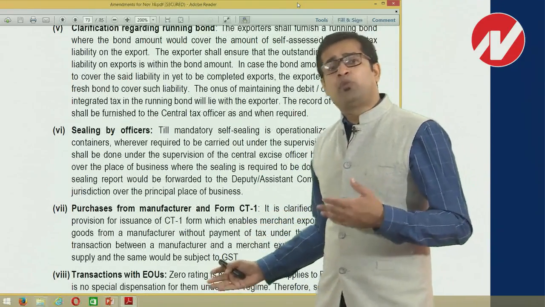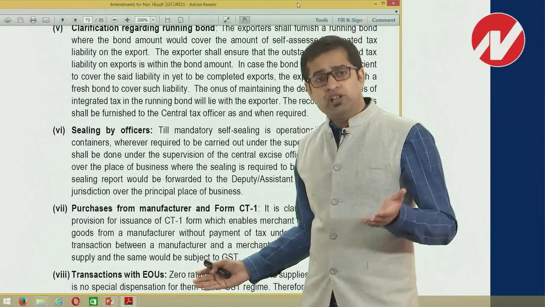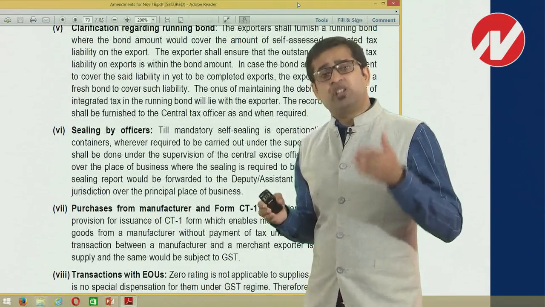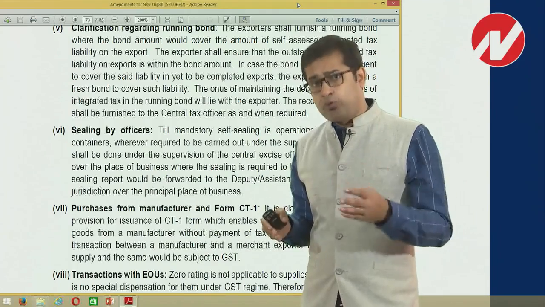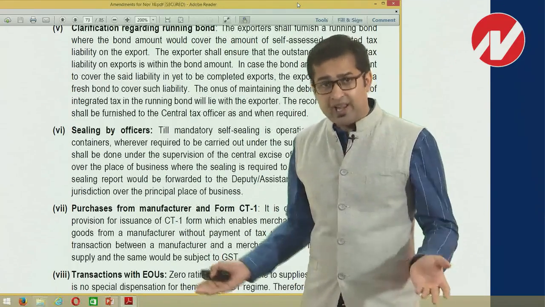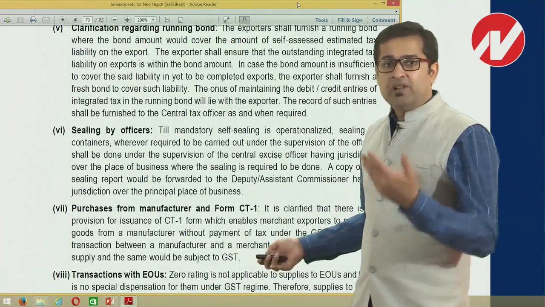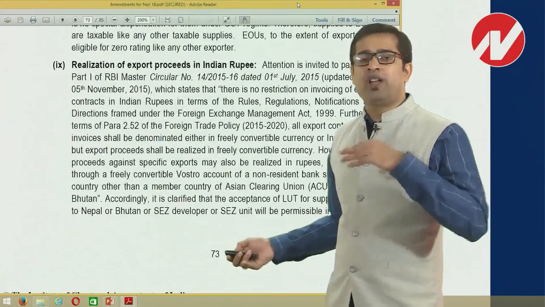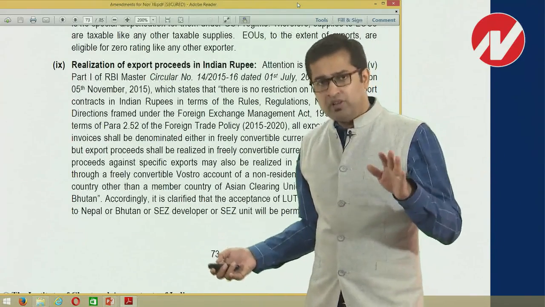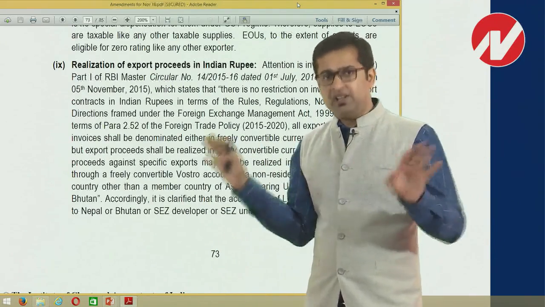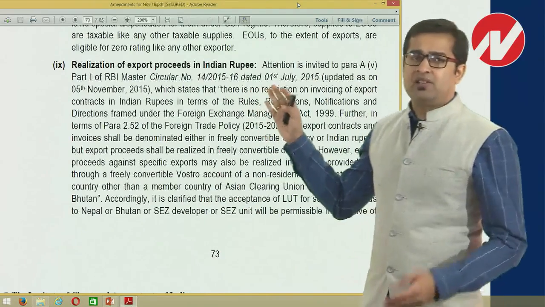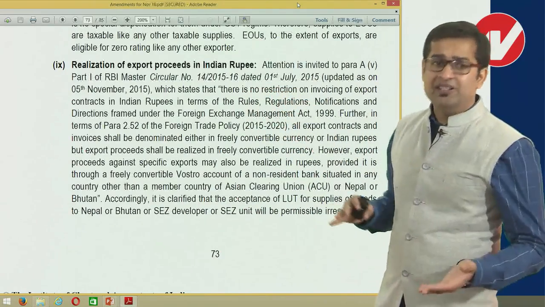More important, there is a point which is with regard to transactions with EOU. But since transactions with EOU do not fall under exports or do not fall under zero rated supply category, तो bond LUT irrelevant हो जाता है उसके केस में कि जब भी आप EOU से ट्रांजेक्शन करो तो bond या LUT का कोई मतलब नहीं रहेगा. It is completely irrelevant.